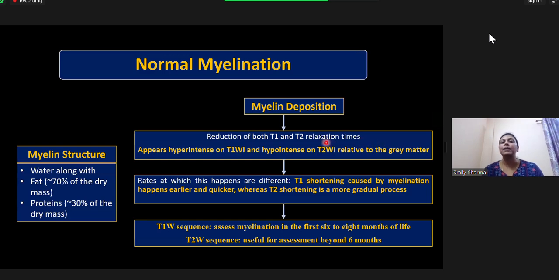But the rates at which the reduction in T1 and T2 relaxation times occurs and completes are different. T1 shortening by myelination happens earlier and quicker, whereas T2 shortening is a more gradual process. Because of this, the T1 weighted sequence is used to assess myelination in the first 6 to 8 months of life, and the T2 weighted sequence is useful for assessment beyond 6 months of life.